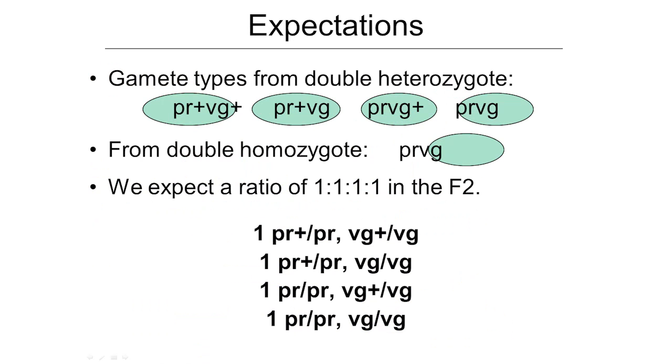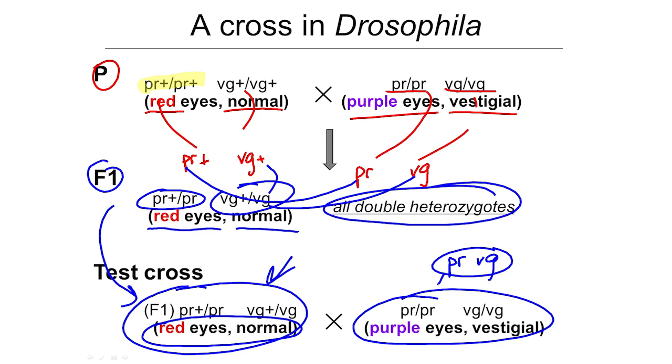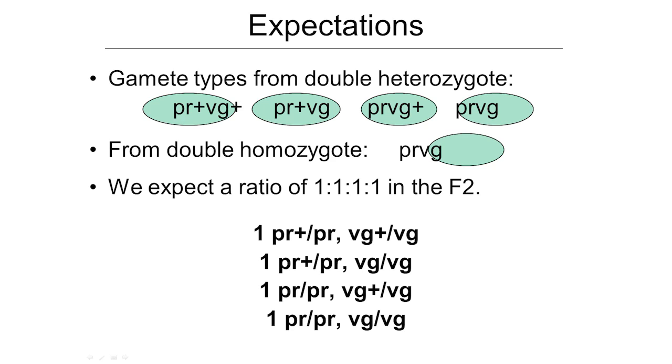Now, if you think of it in the normal way, what gamete types should we be able to expect from this double heterozygote right here? Well, it should be all 4 possible types, right? PR plus VG plus, PR plus VG, PR VG plus, and PR VG. Just as if you were doing the dihybrid cross Punnett square, you'd have all 4 of those on one side. Now, if you were crossing it with itself, you'd have all 4 of those on the other side as well. But since we're doing a test cross, all it can make is that gamete right there.